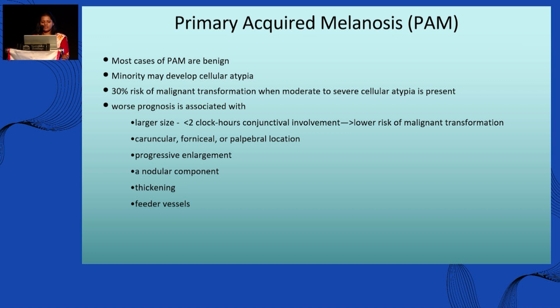And there are certain factors associated with worse prognosis in these lesions. One is the larger size. So if there is less than 2 clock hours of conjunctival involvement, there is lower risk of malignant transformation. And worse prognosis seen in lesions larger than that. And if there is caruncular or fornicial or palpebral location, if there is progressive enlargement, if there is a nodular component, there is thickening and feeder vessels, then the prognosis is poor. There is a high likelihood of malignancy.